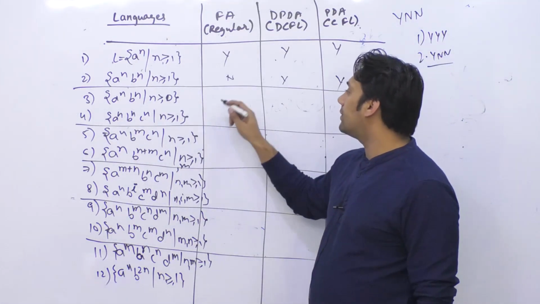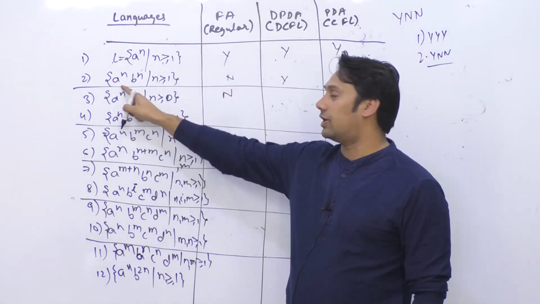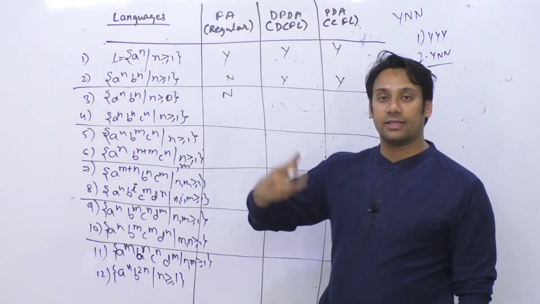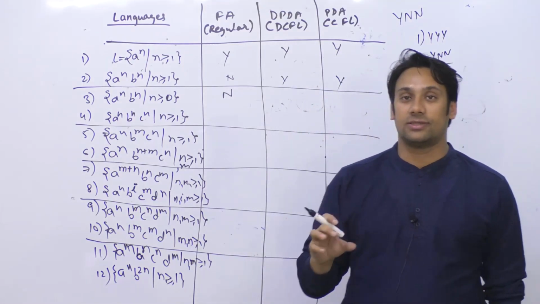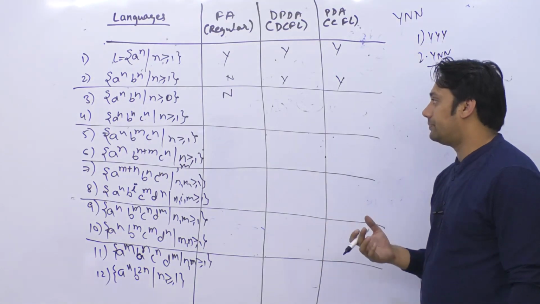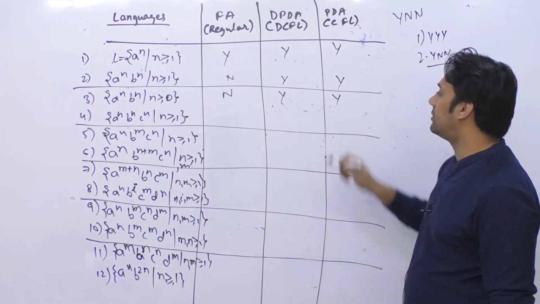If you see the third language here, you cannot make a finite automata for this. Why? Because you have to compare A with B. Here also you have to compare number of A with the number of B. So in case of PDA, you can store them in a stack and then you can compare, but in a finite automata we do not really have infinite memory. Given an instance you can make one, but for the entire language we will not be able to make one, right? So this is yes as well as yes.